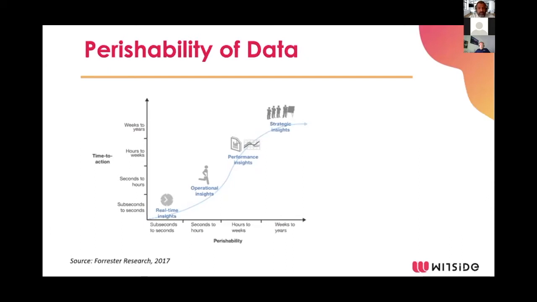Indicative examples are contextual customer recommendations, preventive maintenance, compliance and fraud monitoring and mitigation, and so on and so forth. This is in the low perishability, short time to action spectrum.